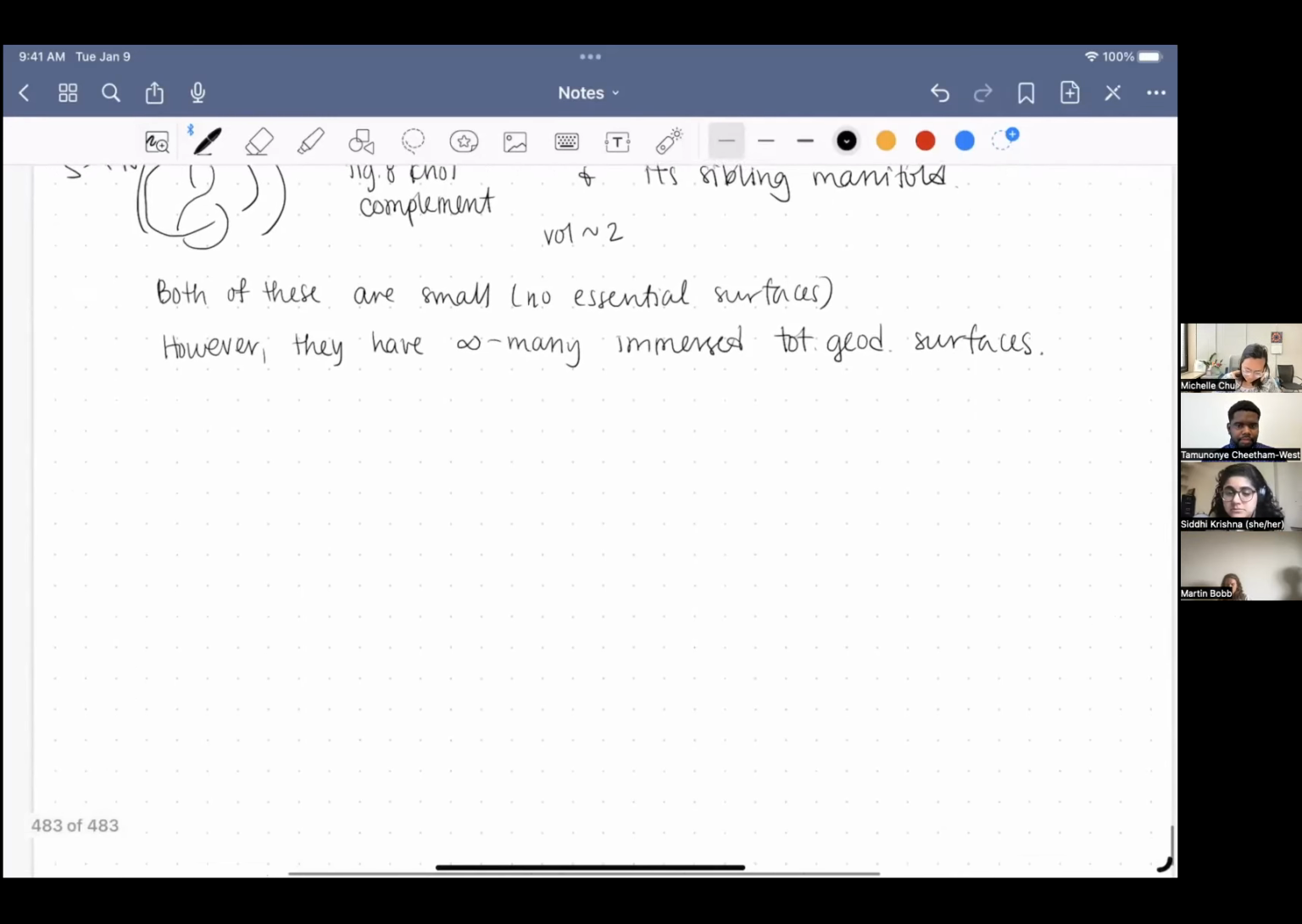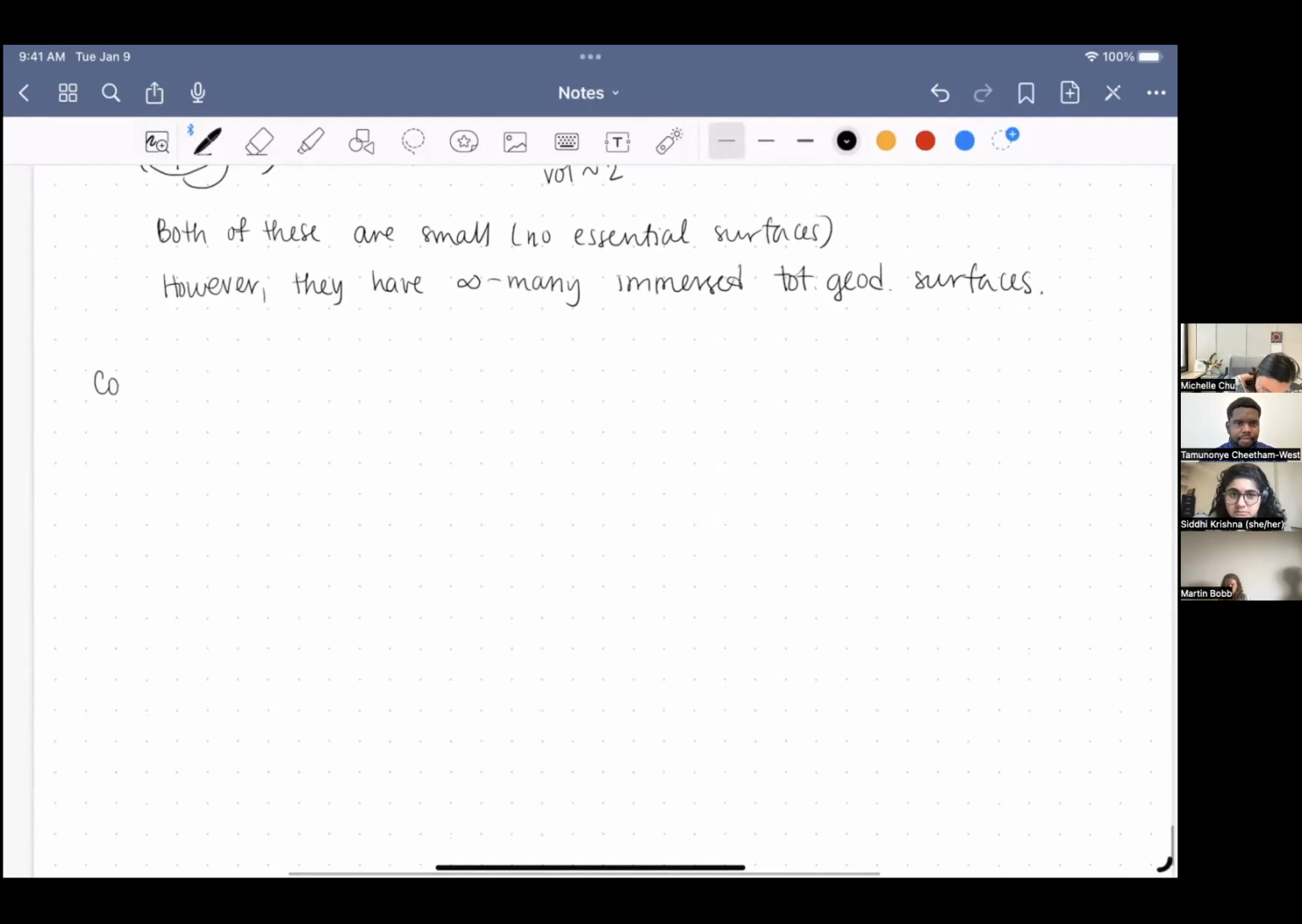So because of this, I'm going to pose the following conjecture. Here's a conjecture that I'll give you. So let's say, again, that I have M, a hyperbolic manifold. Actually, let me say, I want this to be a minimal volume hyperbolic manifold.